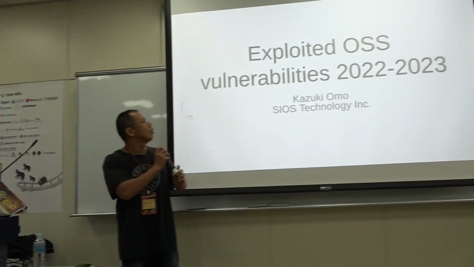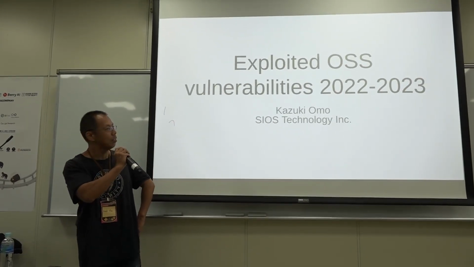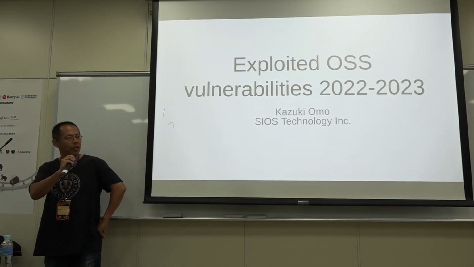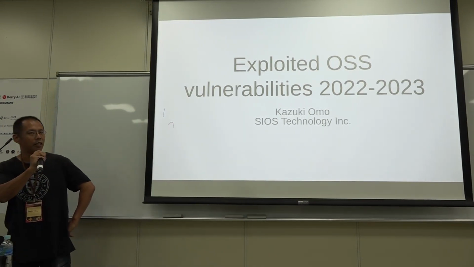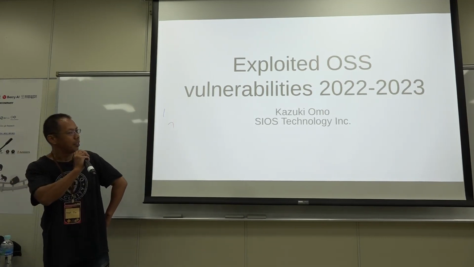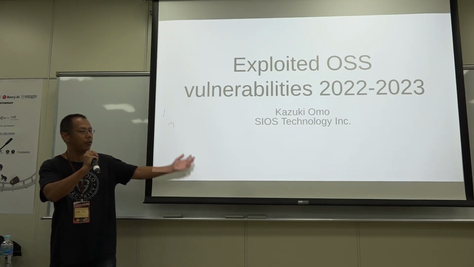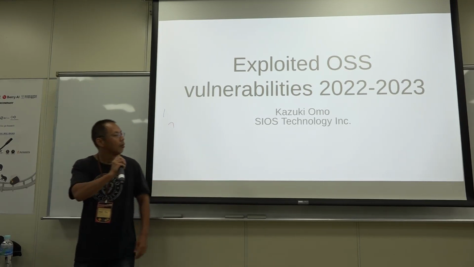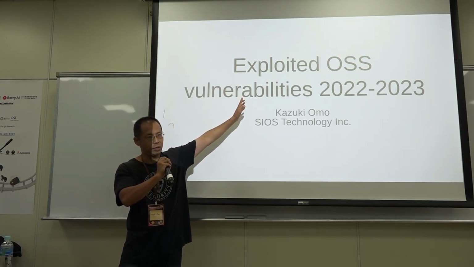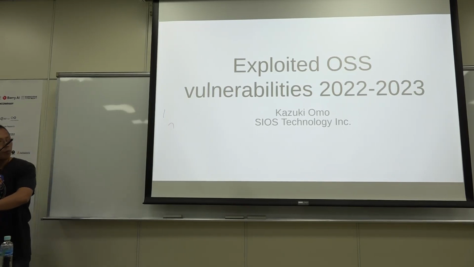So in this session, I want to explain the OSS vulnerabilities that were exploited from 2022 to 2023. As you know, there are so many vulnerabilities recently. We are having so many vulnerabilities, even in proprietary software or hardware, like a firewall or router. In this session, we want to focus more on OSS, open source software. So, let's start.